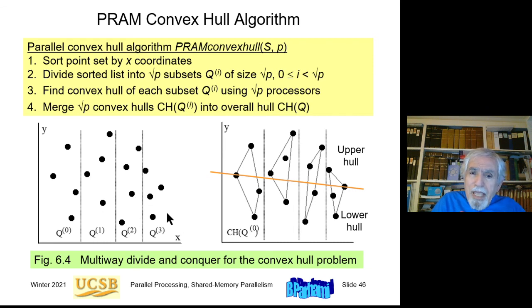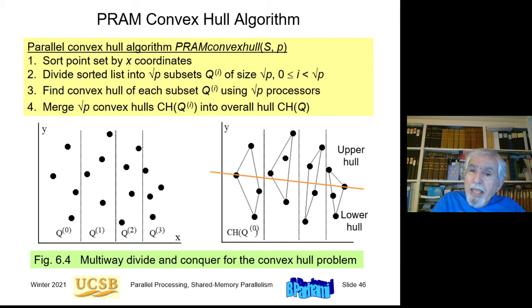Okay, then here I have square root of p points in this subset, square root of p points here, square root of p. Then use square root of p processors to find the convex hull of these square root of p points, and square root of p processors to find the convex hull of these points, and so on.